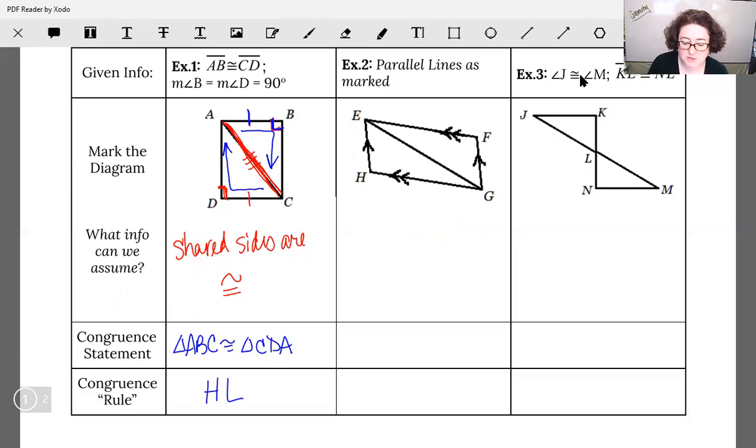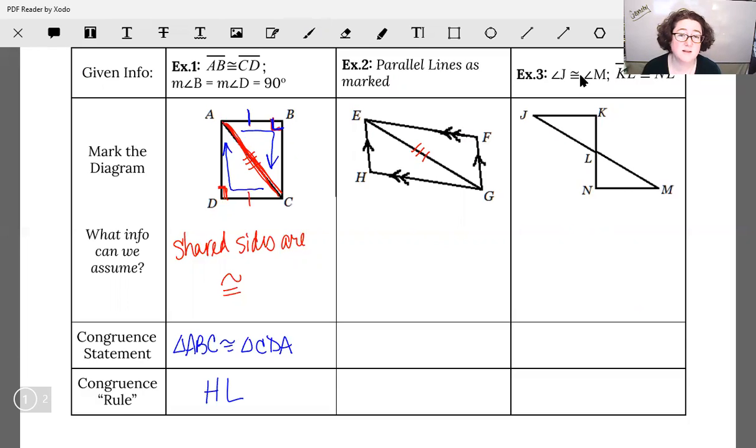Alrighty, let's look at example 2. So in example 2, we have parallel lines as marked, and we don't have anything else marked on here. Well, could we use a shared side like we did before? Well, sure. So let's go ahead and mark that as congruent. But that's not enough information. We need a lot more to make this work. So let's see here. We have parallel lines.